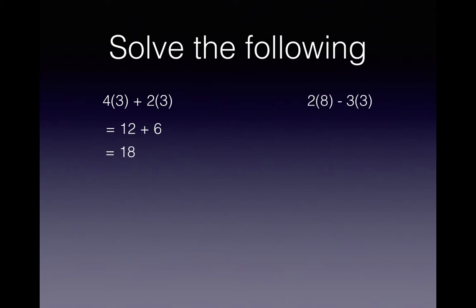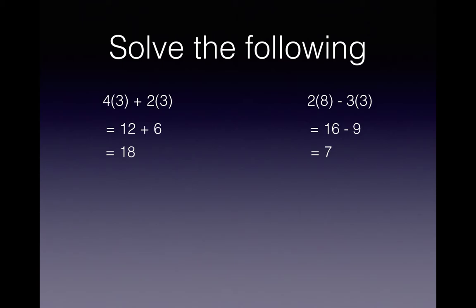Okay, your brackets. There's a single term in the brackets, so we don't have to do anything there. Indices and roots. There are no powers and no roots there, so we don't have to do that. So now we go to the multiplication stage. There are two pieces of multiplication here, the 2 by 8 and the 3 by 3. 2 by 8 is 16, 3 by 3 is 9. Okay, and now we do the addition and subtraction stage, which is 16 minus 9, which is 7.